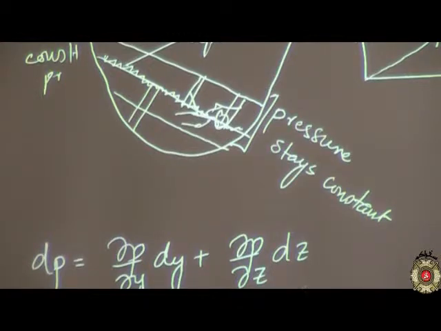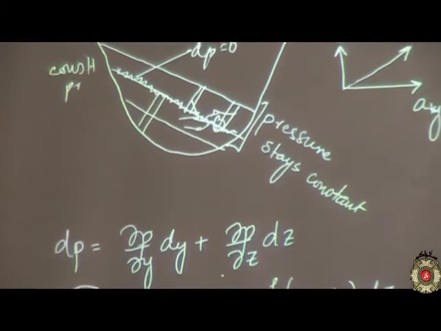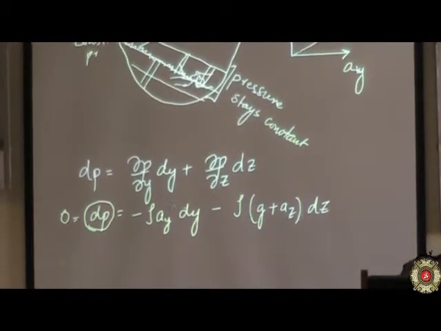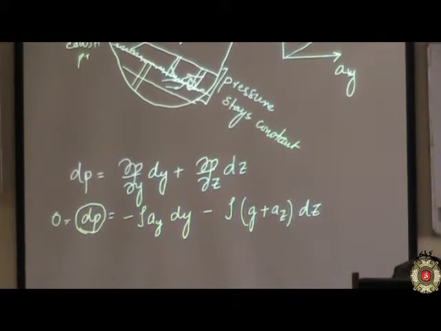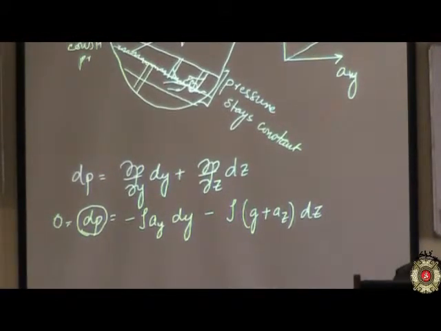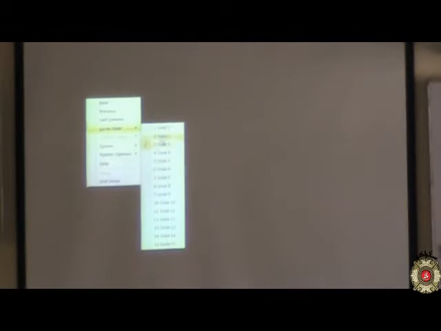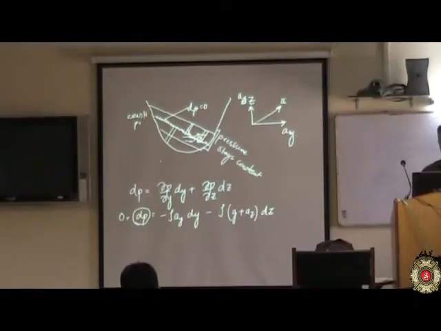And now there is absolutely no acceleration, a_y goes to 0, and this goes to 0. So you have the standard dP = γ dz kind of thing. So this is the acceleration which is causing all these troubles. No? Still writing?